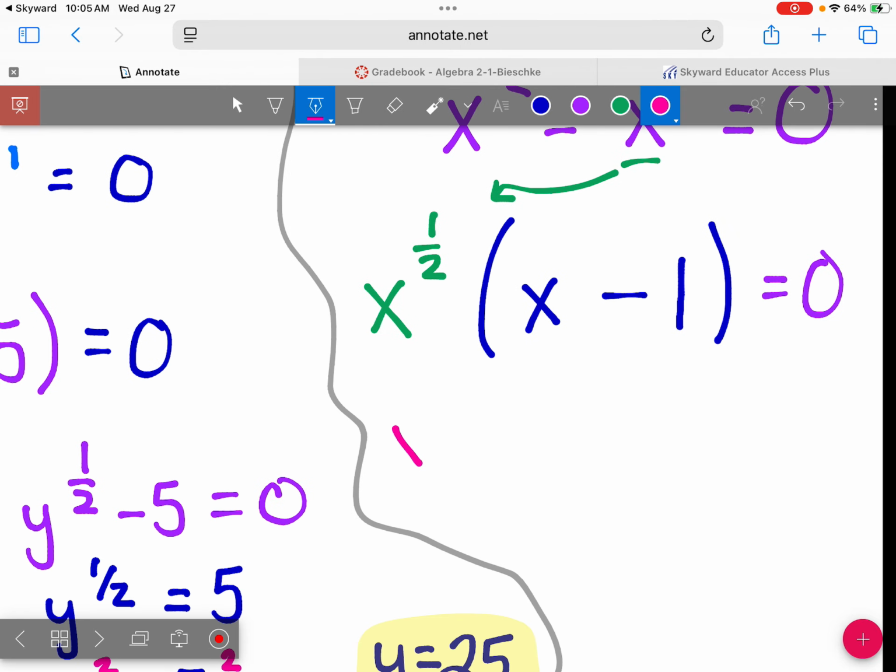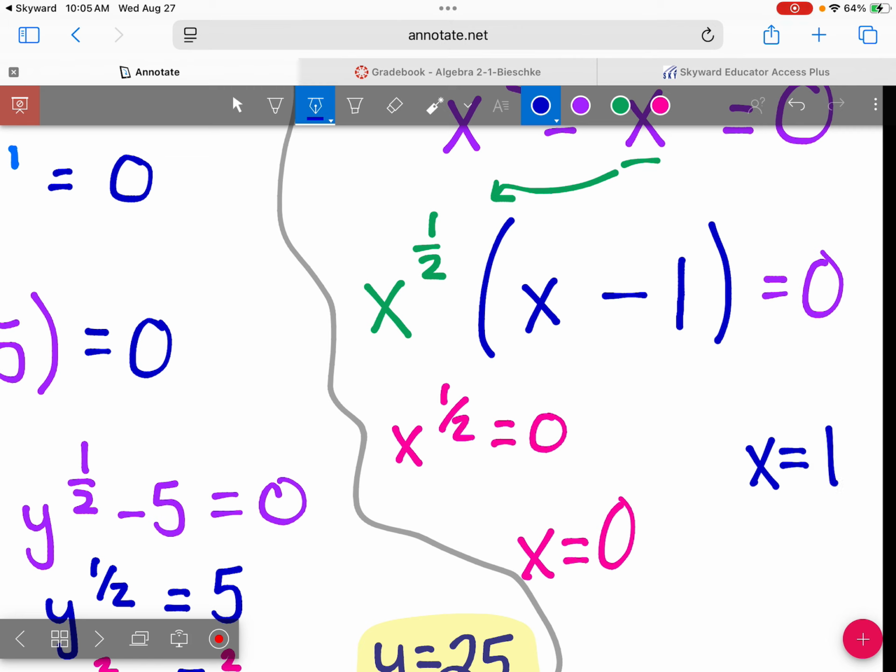We have x to the 1/2 equals 0, which means what's our solution for this one? x equals 0. We square both sides, and 0 squared is still 0. What's our solution for this piece? 1. x equals positive 1, because we said x minus 1 equals 0. Add 1 to both sides, x equals 1. So we've got 2 solutions on this one.